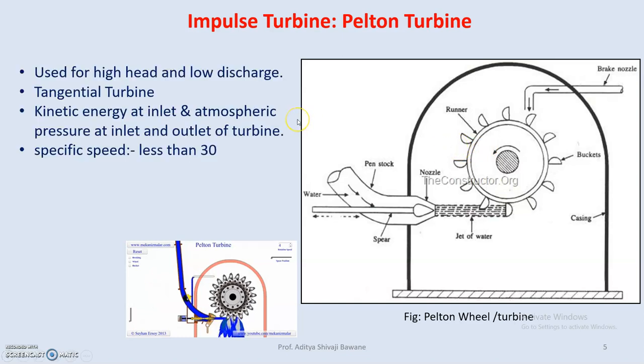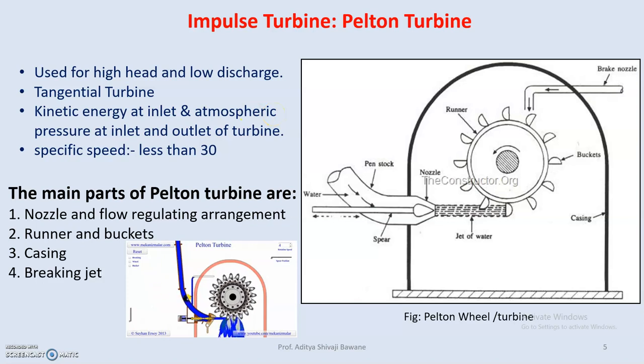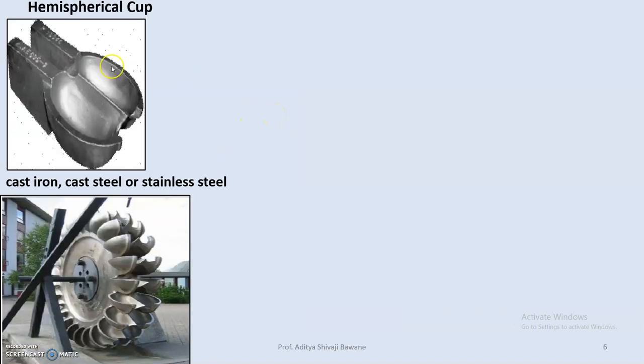Now if you see, this kind of turbine is used for very high head and low discharge, which we studied in the last lecture. Basically Pelton turbines are used for very low specific speed, ranging from 4 to 30. Now the different components I have explained: nozzle and flow arrangements, then runner and buckets, casing and braking jet.